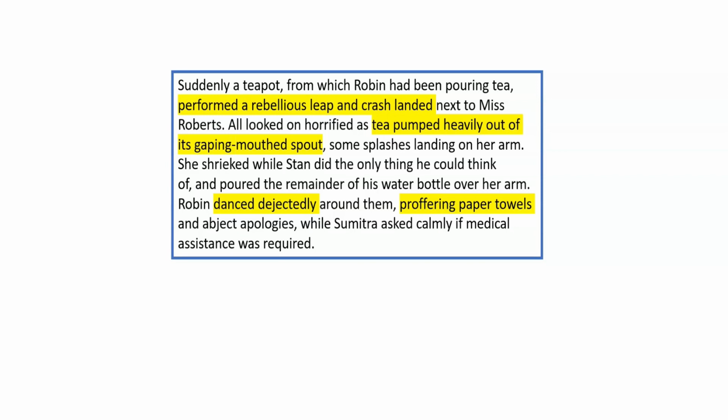Suddenly a teapot from which Robin had been pouring tea performed a rebellious leap and crash landed next to Miss Roberts. All looked on horrified as tea pumped heavily out of its gaping mouth spout. Some splashes landing on her arm. She shrieked while Stan did the only thing he could think of and poured the remainder of his water bottle over her arm. Robin danced dejectedly around them, proffering paper towels and abject apologies, while Sumitra asked calmly if medical assistance was required.